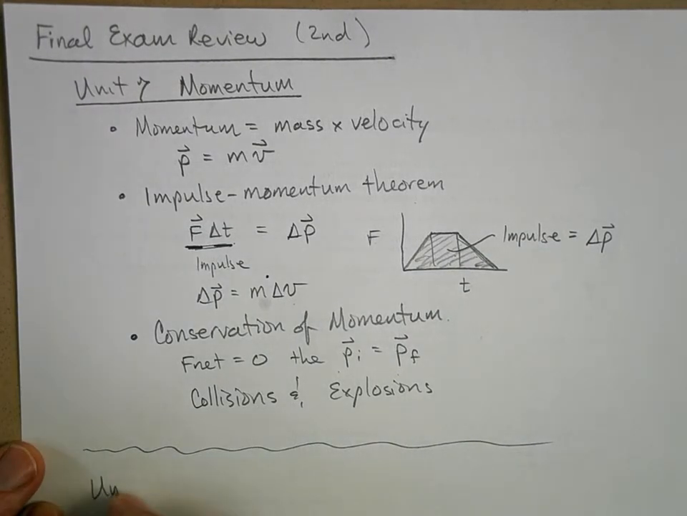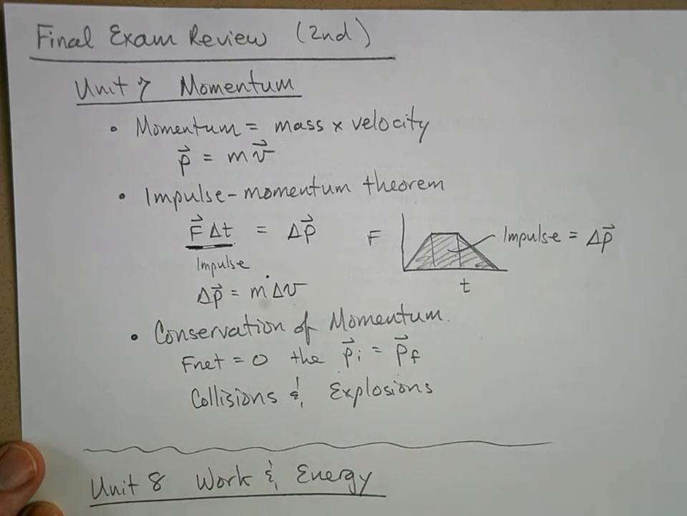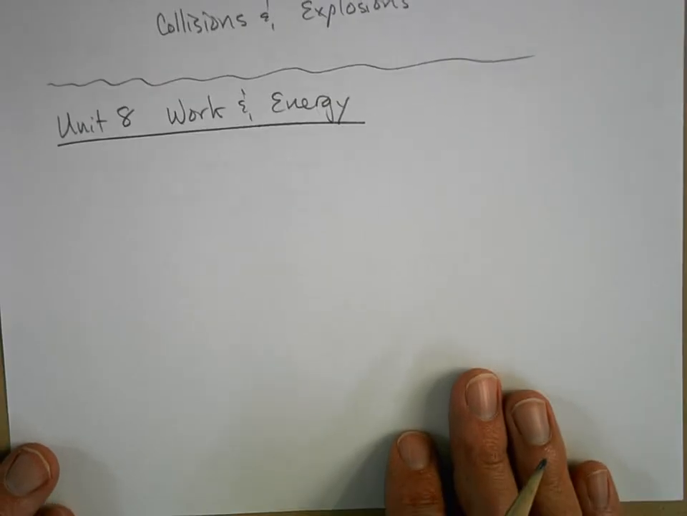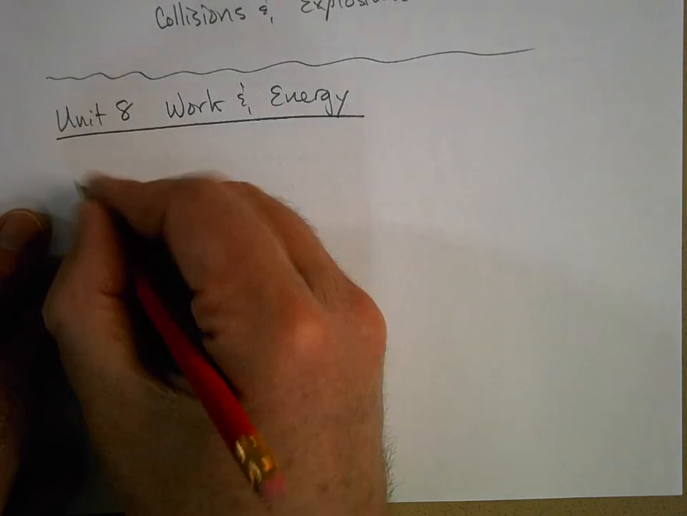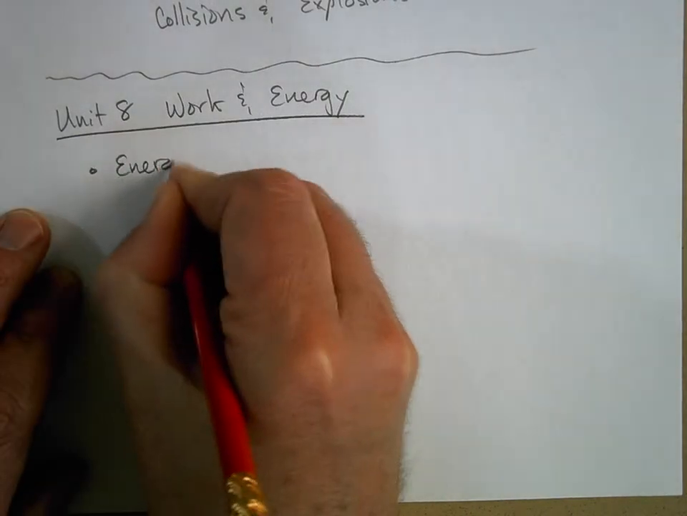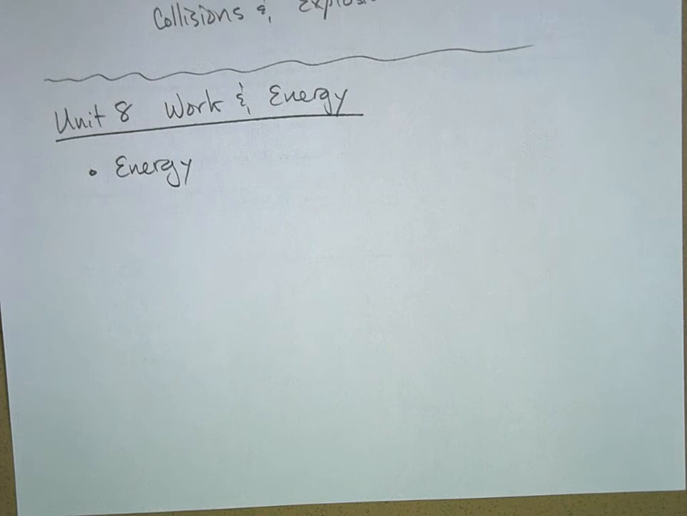Okay, Unit 8 was work and energy. Oops, let's go up here. And work and energy. Well, first of all, make sure you understand what energy is. Energy is the capacity to make a change in your environment. If you've got energy, you can change something. If something has zero energy, it can't do anything. So energy is quite literally the ability to do something.